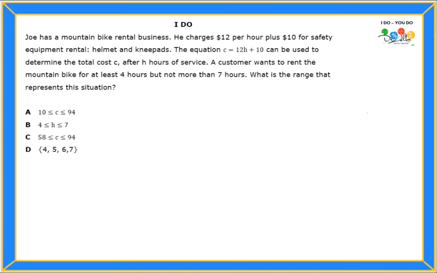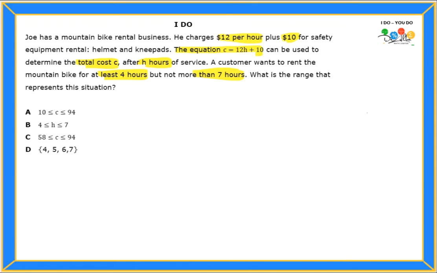Okay, so what do we have here? We have this business, right? They rent bikes, and they're already giving us the equation, and it's right here. They are telling you that they charge $12 per hour. It's right up here. And they also charge $10 for the safety equipment, right? Now, C represents the total cost, and H is the number of hours of service. And now we have this customer that wants to rent it for at least 4 hours, but no more than 7. So the question is, what is the range that represents this situation?